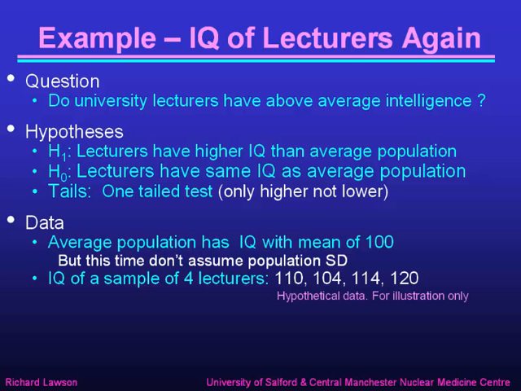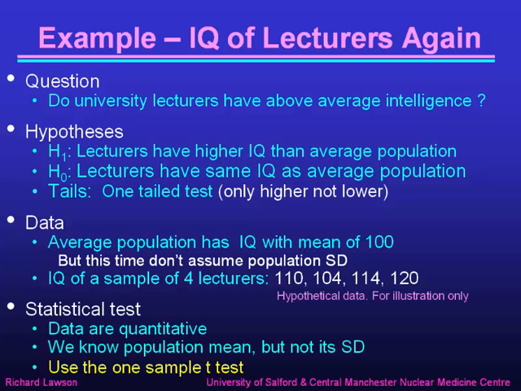The data is exactly as we had before. An average population has an IQ with a mean of 100. Last time we were given that the population standard deviation was 16, but this time we're not going to make any assumptions about the population standard deviation, so we're going to assume that the population standard deviation is not known. We've got the IQ of the sample of 4 lecturers exactly as we had before, 110, 104, 114 and 120. The statistical test, as before, we've got some quantitative data. We know the population mean, but this time we don't know its standard deviation. So instead of using the one sample z-test, we're now going to use the one sample t-test.